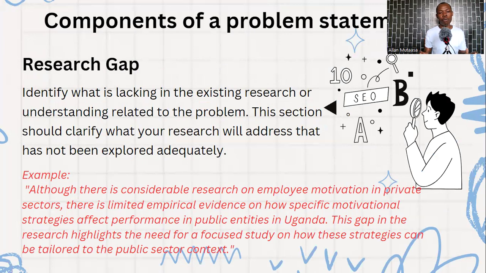So in the research gap, we want to identify what is lacking in the existing literature or the understanding that we already have. So in most cases, you might find that so many people have studied performance of employees, but there is a dearth of information regarding the relationship between performance and motivation. And that is what you want to address as a researcher. So you can think of what research gap you're going to address.